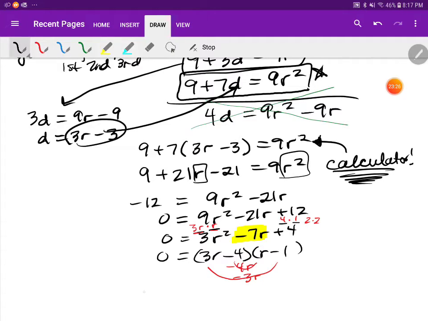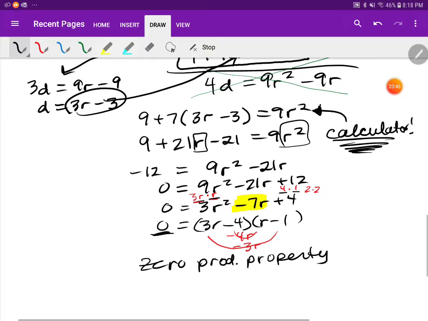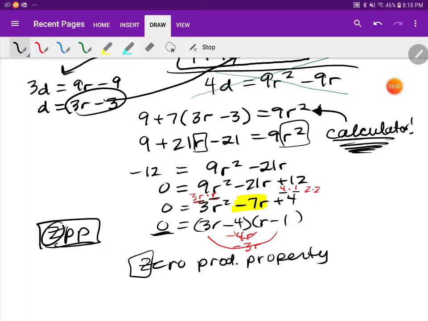And then you use the zero product property. Now I'm only writing zero product property because sometimes you guys don't use it. When it's 0, you do the zero product property. There's no such thing as the one product property. So it has to be a 0. In my Algebra 1 class, we call this ZPP. ZPP for the 0. It has to be 0. Okay, so 3r minus 4 equals 0. r minus 1 equals 0. It only works if it's a 0.